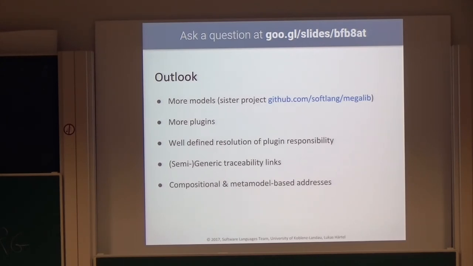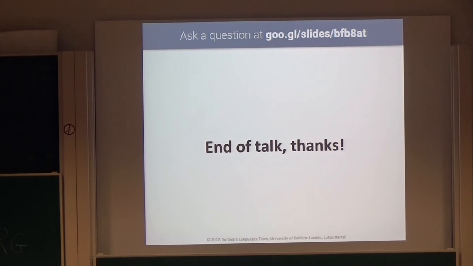The resolution, like I said, we have dispatch, but for example, this dispatch is just on one position. If we need dispatch on more positions or more complex queries, how we can resolve the plugins is also an issue. Traceability links, we're also working on this, making them easier to generate, and giving a broader plugin base to actually get them without doing a lot yourself if you model them. And the last one is the URI replacement, where you have compositional and metamodel-based addresses. Instead of having a URI that's not a URI anymore because it doesn't conform to a standard, we have something that's actually a composed set of URIs with operators between them. But that's it. Thank you for the talk.